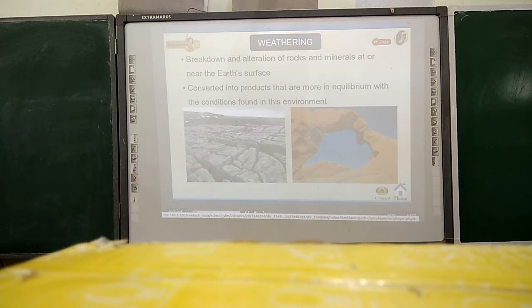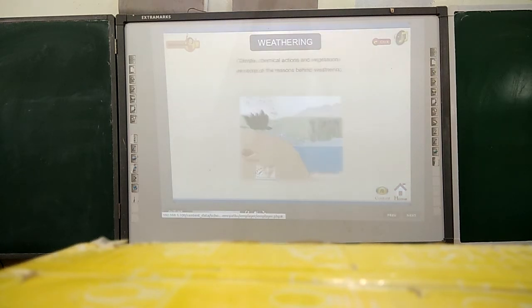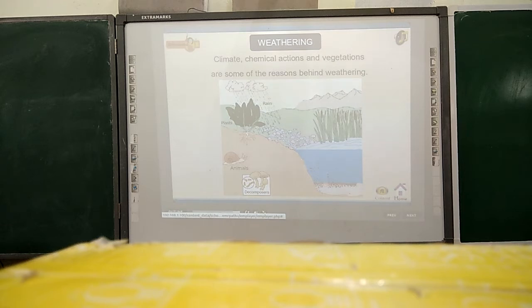Due to what factors? Due to high temperature, heavy rainfall, running water, and wind. So these are the agents of weathering. Climate, chemical actions, and vegetation are some of the reasons behind weathering. Another factor is not only that: climate, some chemical actions and vegetation are some of the reasons behind weathering.